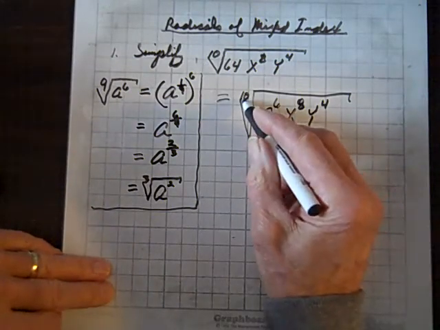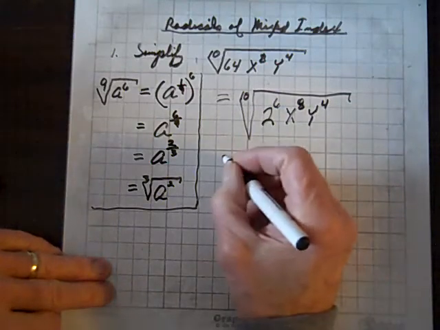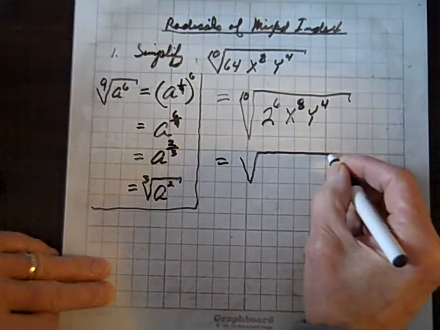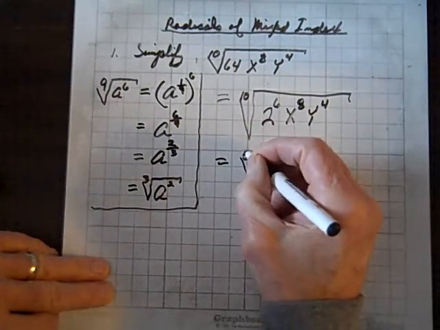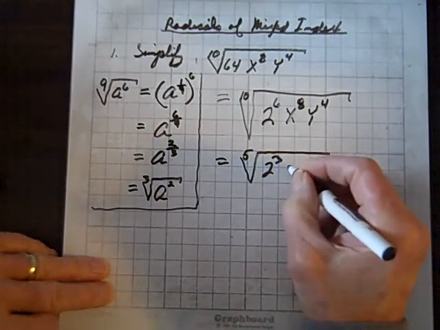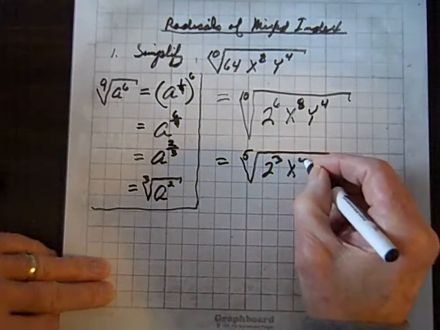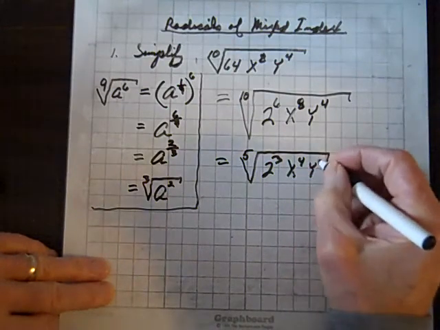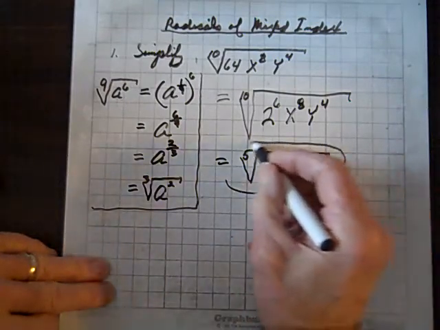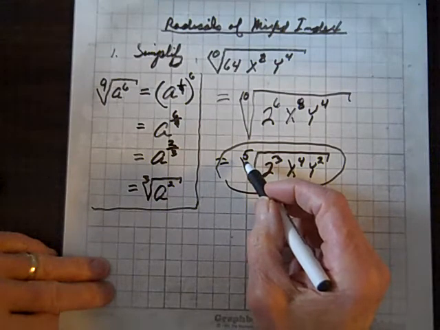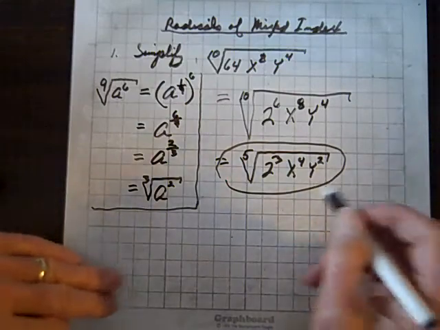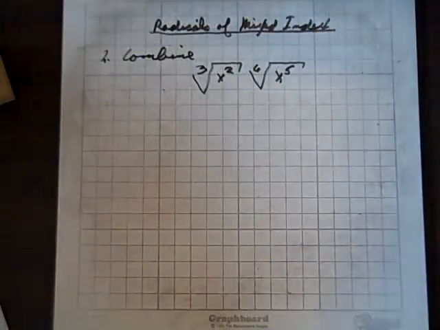So now, notice 10, 6, 8, and 4 are all divisible by 2, so we'll divide each one of those values by 2, and 10 divided by 2 is 5, 6 divided by 2 is 3, 8 divided by 2 is 4, and 4 divided by 2 is 2, and we're done. That's as simple as it's going to get. There are no common factors relative to the values 5, 3, 4, and 2. So we're done.